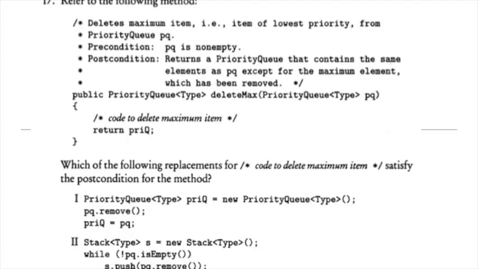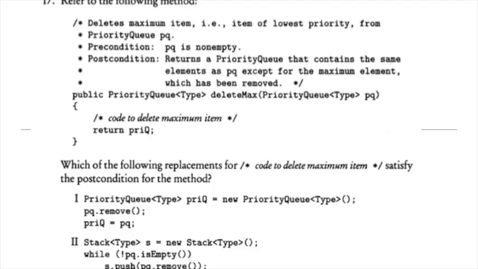Okay, now let's refer to the following method. It deletes a maximum item, which means the item of the lowest priority from the priority queue PQ. The precondition is that we assume this priority queue PQ is non-empty. And the postcondition is that it returns a priority queue that contains the same elements as PQ except for the maximum element, which has been removed. Okay, which means that this is a priority queue and we want to remove the maximum element of the priority queue.